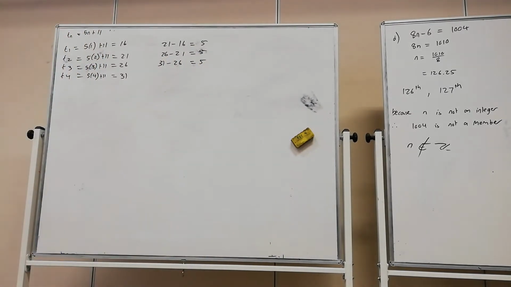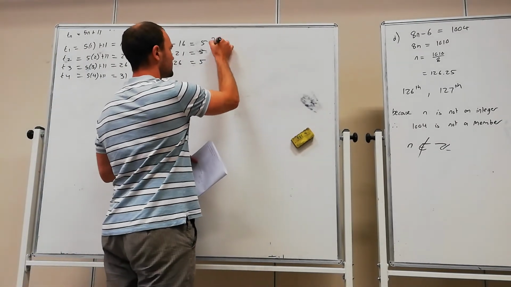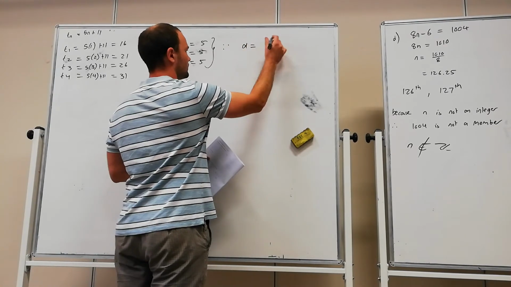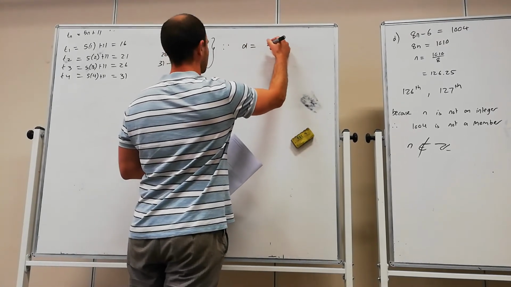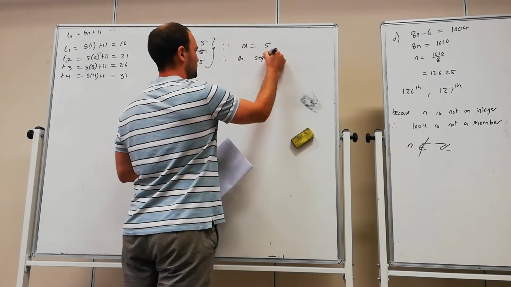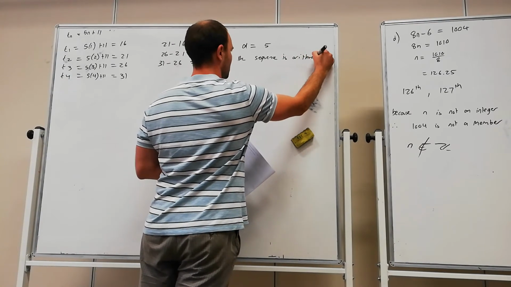Okay, so we do need to describe that. We need to provide justification because the common difference is 5, therefore the sequence is arithmetic. Excellent.